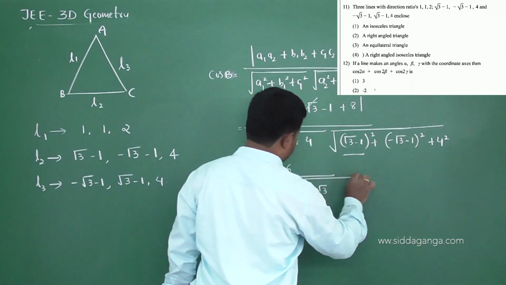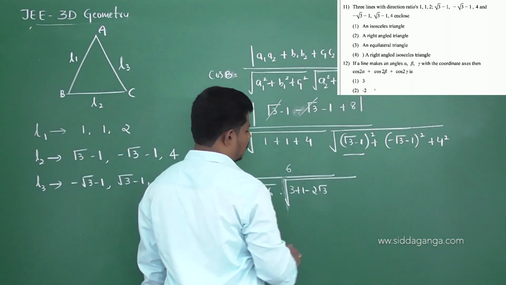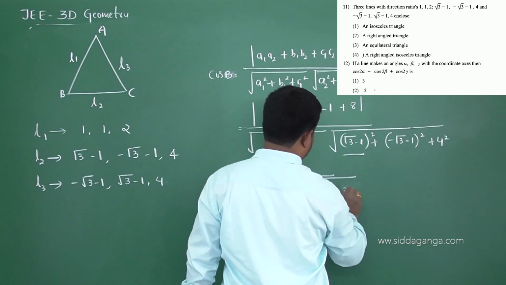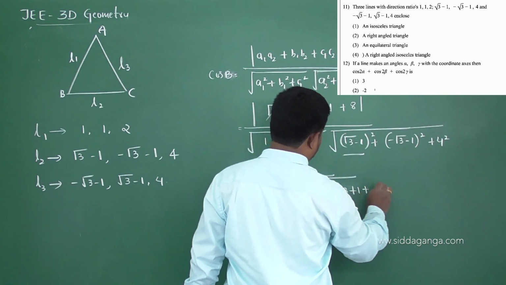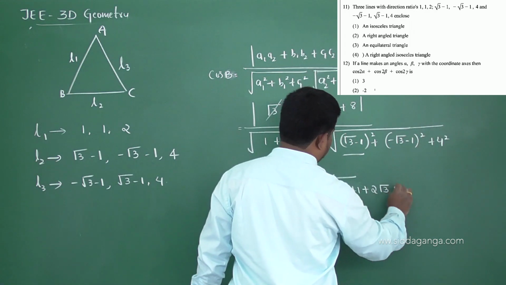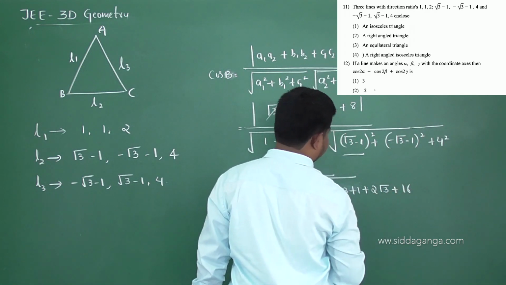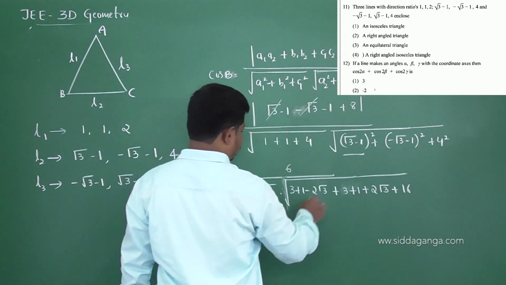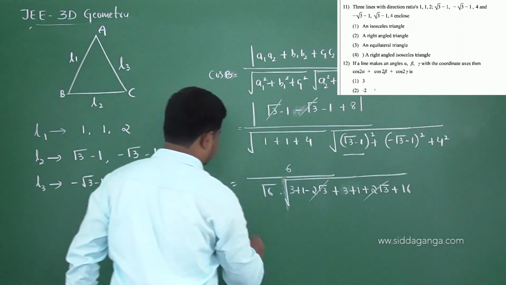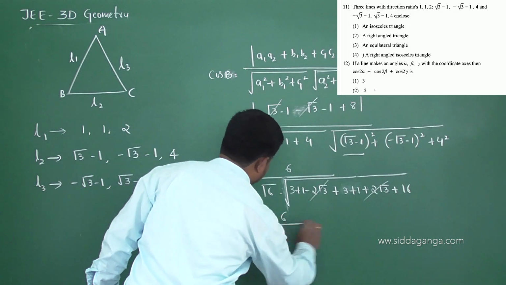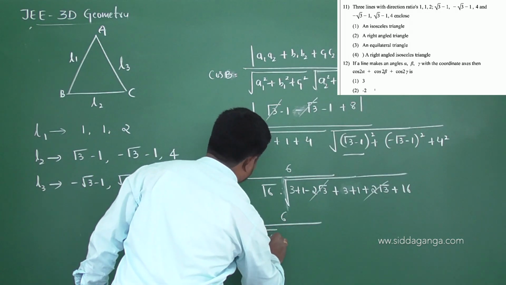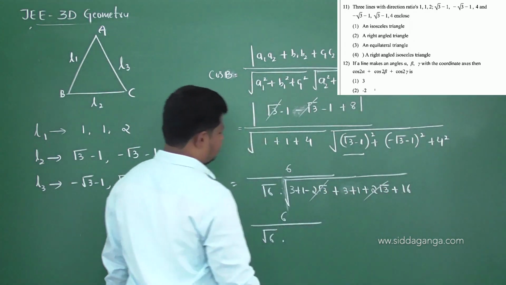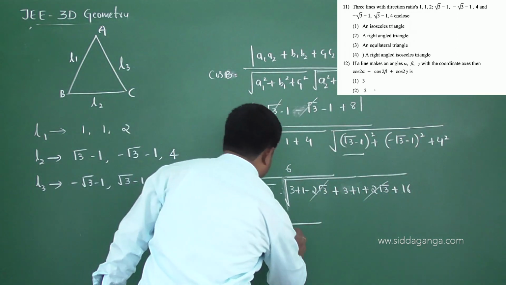After this, plus A plus B whole square. This is 3 plus 1 plus 2 root 3, plus 16. Okay, so this will get cancelled. 6 by root 6 into, what do you get, 4 plus 4 plus 16, 24.